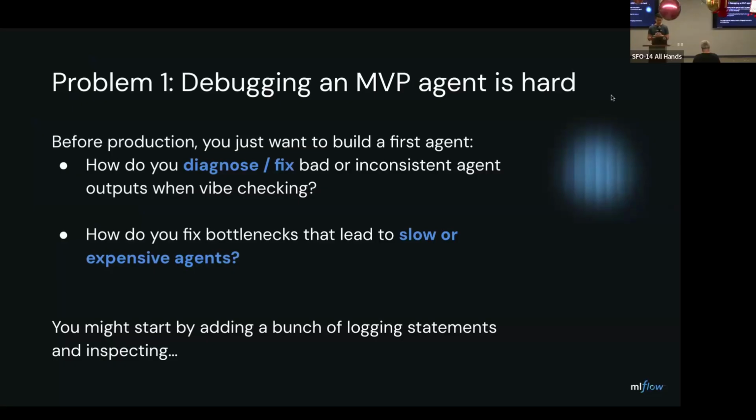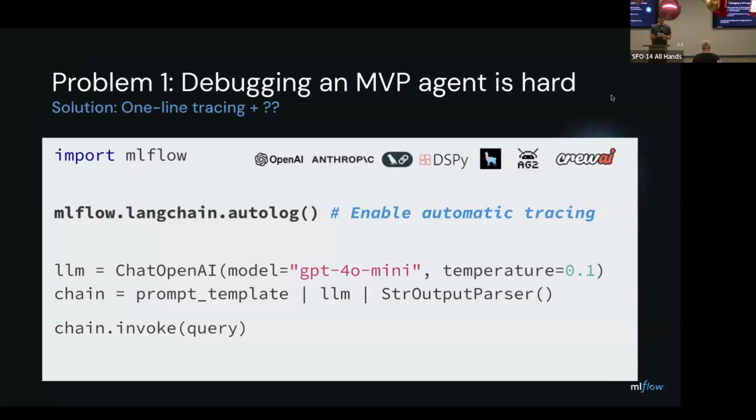Also, often at this point, you are concerned about cost. How do you ensure that you're not going to blow your cost before you even go to prod, or run out of your budget? Typically, if you're doing software engineering, you're going to add a bunch of debug logging statements. My push is instead to use this one-line MLflow autolog method. It's a one-line tracing integration, and this works for many different libraries out there. In this case, it's a LangChain integration.